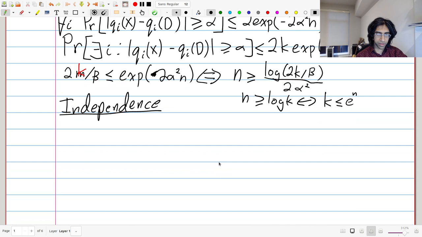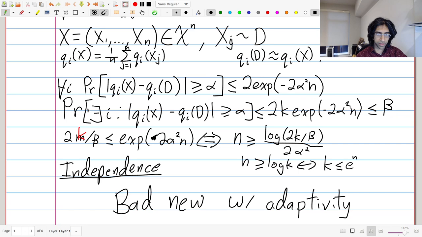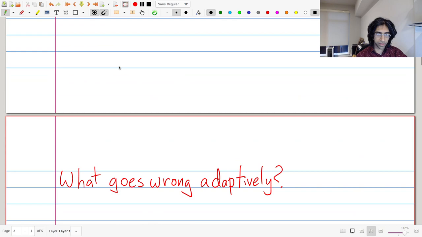So yeah. Bad news. Adaptivity. The non-adaptive analysis is essentially what I did here, so let's skip over this page. Let's see what goes wrong adaptively.